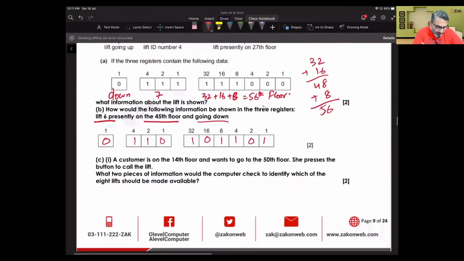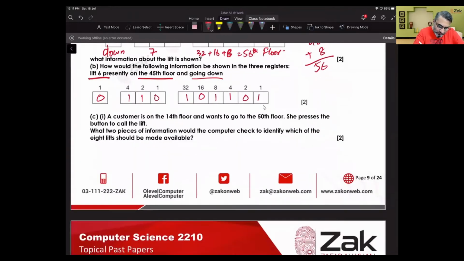Get the idea? A customer is on the 14th floor and wants to go to 50th floor. She presses the button to call the lift. What 2 pieces of information would the computer check to identify which of the 8 lifts should be made available? Now, beta, look at this particular question. This question has nothing to do with your syllabus. This question has something to do with your conscience. आपको समझ आएगा, आप अपनी अकल से जवाब देंगे. This is a general purpose question. All right, common sense. This is a common sense based question.